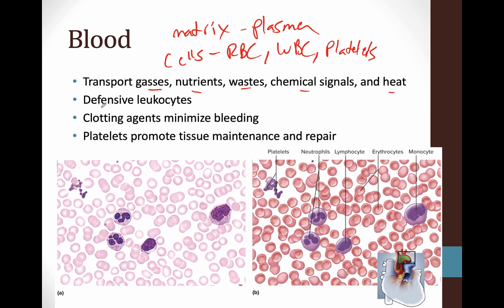It's also important for defense. We have our white blood cells, the leukocytes. Leuko means empty, blank, white. The platelets are going to be involved in clotting to help stop bleeding, as well as promote tissue maintenance and repair.